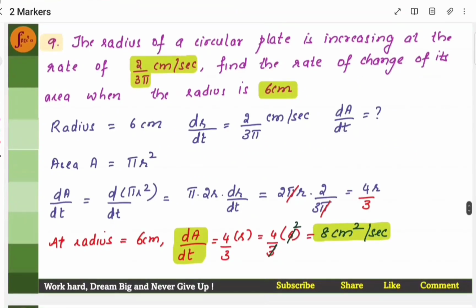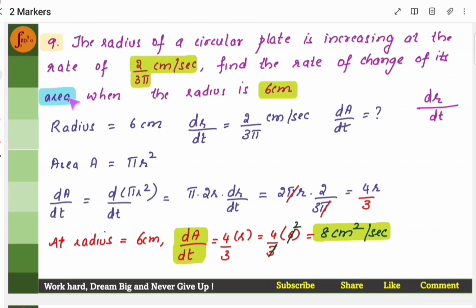Yet another problem. The radius of a circular plate is increasing at the rate of 2 by 3 pi centimeter per second. Remember, per second. That means it is with respect to time. Radius is r. Let's assume radius is r. So dr by dt is 2 by 3 pi centimeter per second. Find the rate of change of its area. That is dA by dt.